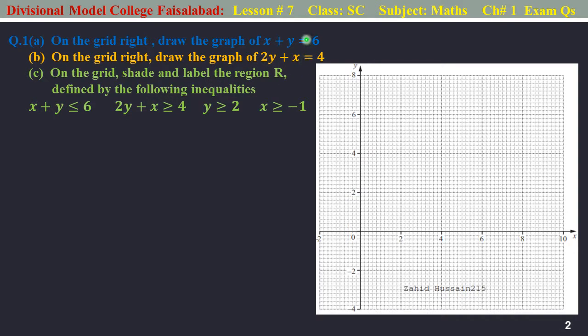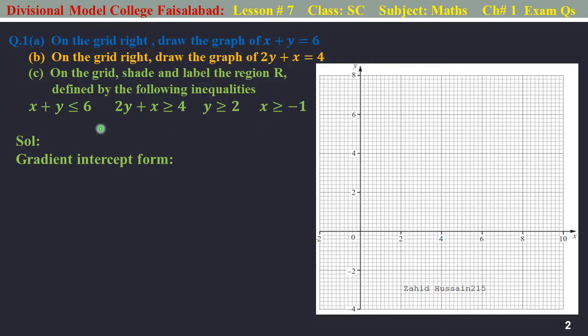So to draw the graph of this, we are going to draw the graph of the associated equation of this inequality, and we will use the first method, which is gradient intercept form. As you know, to draw the graph of any inequality or any straight line, we write each inequality in gradient intercept form first. So let's solve this question.